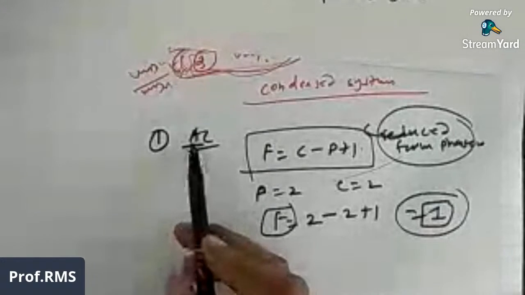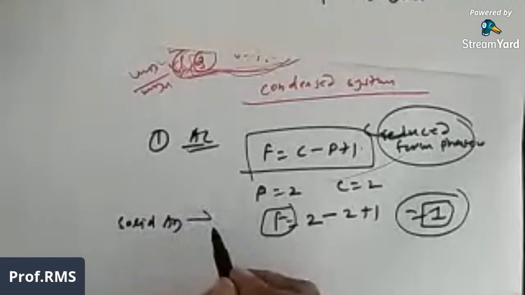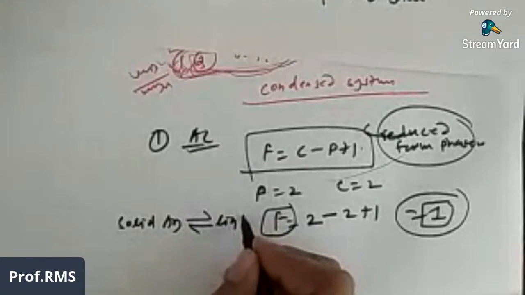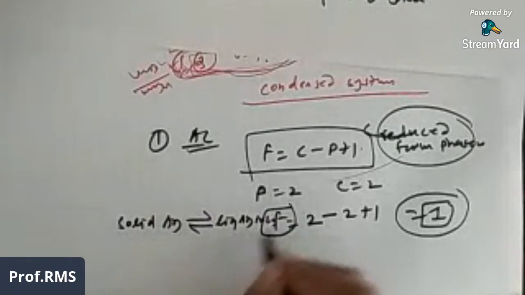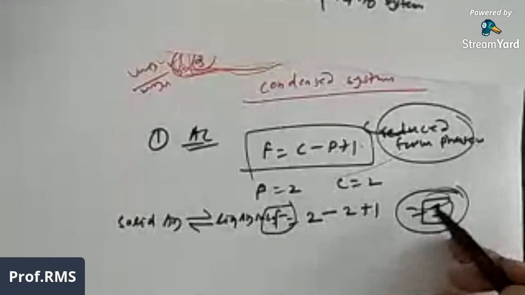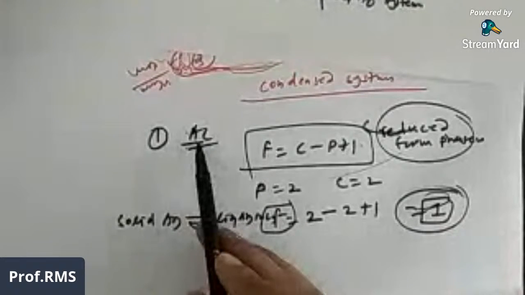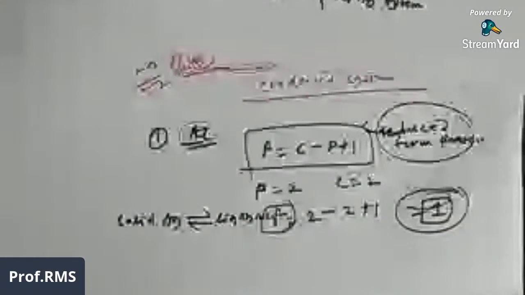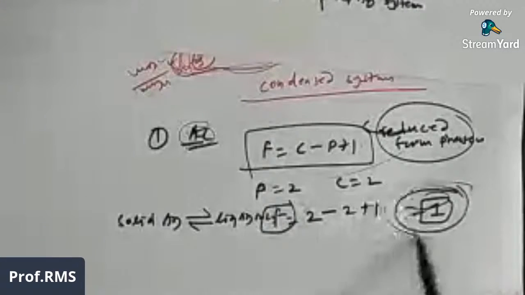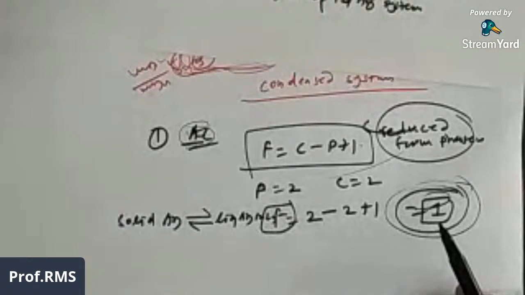So the AC curve is showing the equilibrium between solid silver and liquid silver in lead, which has 1 degree of freedom. So the equilibrium along this curve is monovariant, because we know that we have 1 degree of freedom. The curve will be monovariant.